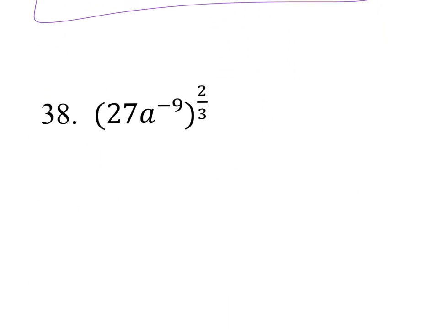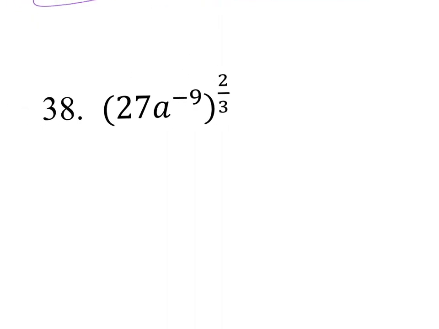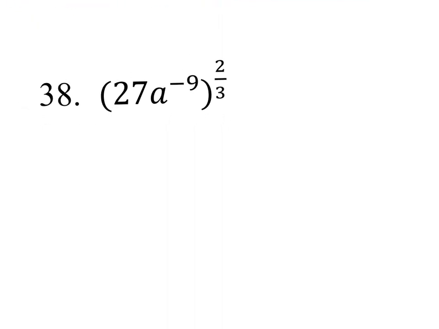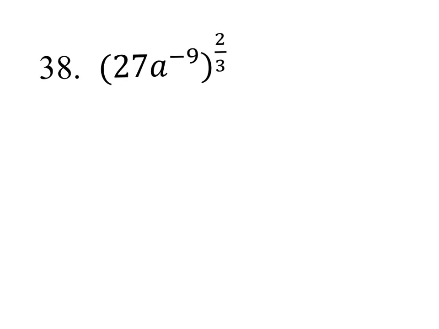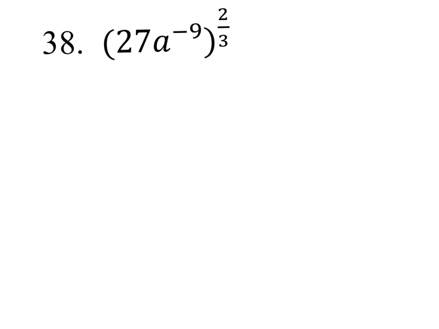Next one. There's two ways again that you could do this. You can rewrite this as a cube or do power to a power. I'm going to show you both ways because you can choose whichever way you want. Now, if you're going to be doing properties of exponents here, I'm going to rewrite the 27 as 3 cubed, a to the negative 9 raised to the 2/3.